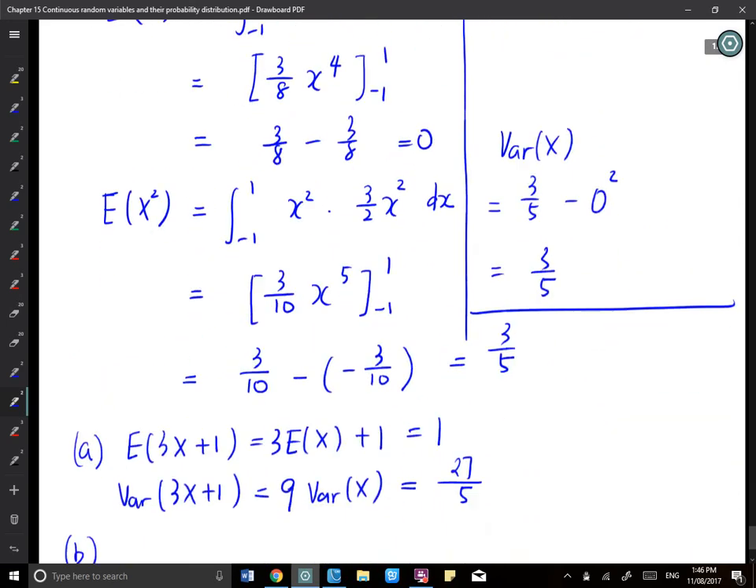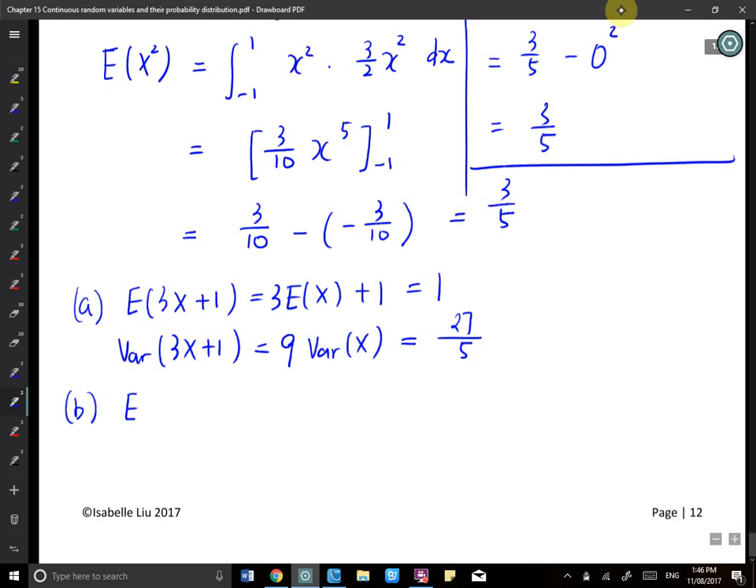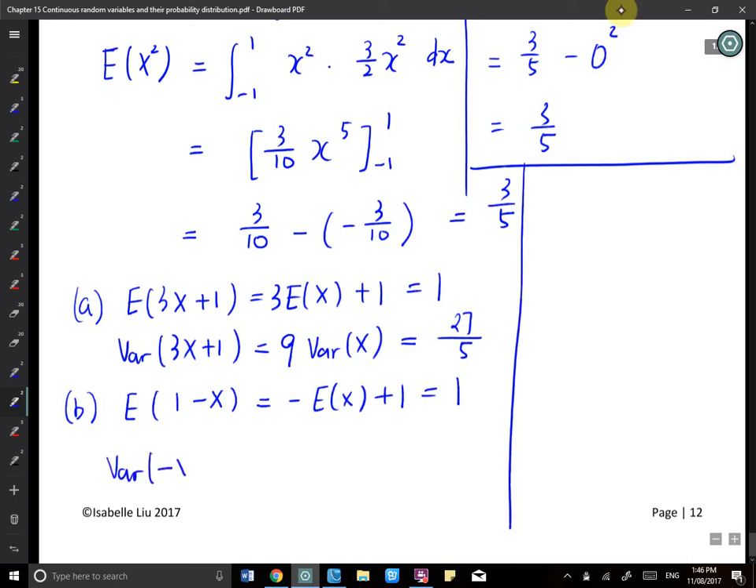Okay, B is asking, what's the expected value for 1 minus x? Well, that's minus expected x plus 1. That still gives 1. And the variance of minus x plus 1 will still be minus 1 squared times variance of x. That is the same as variance of x. Okay, that's revision stuff. They are all revisions for the first page.